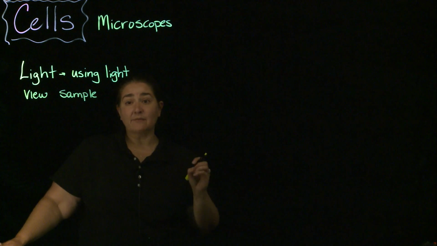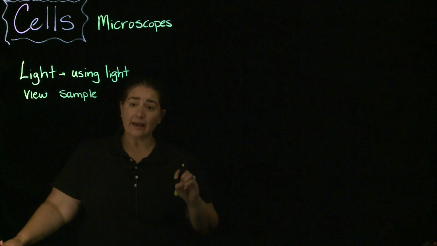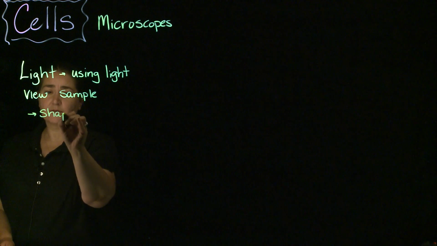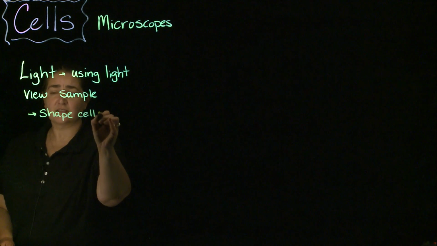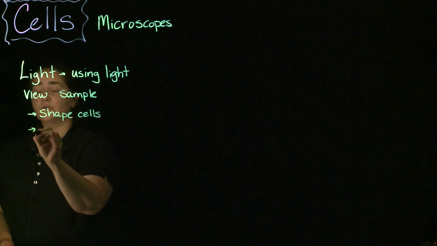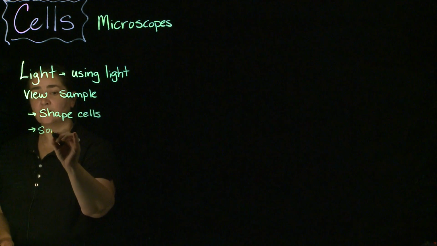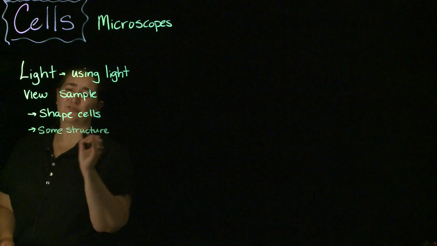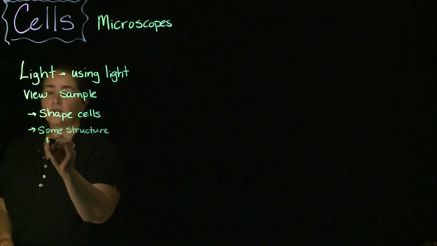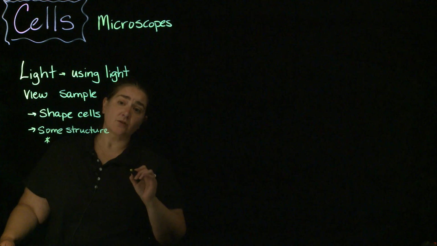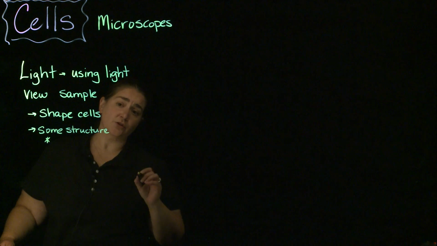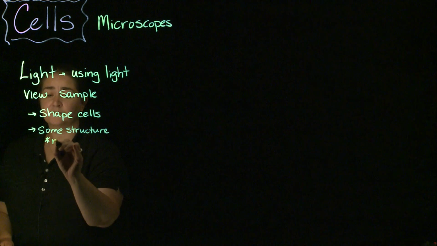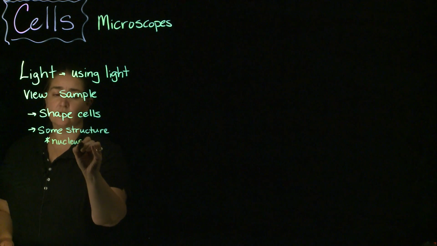And light microscopy allows us to see the shape of different cells. It also allows you to see some structure, although not in great detail. All right? When we're talking about a light microscope, the main organelle that you're going to be able to see in a eukaryotic animal cell would be the nucleus.